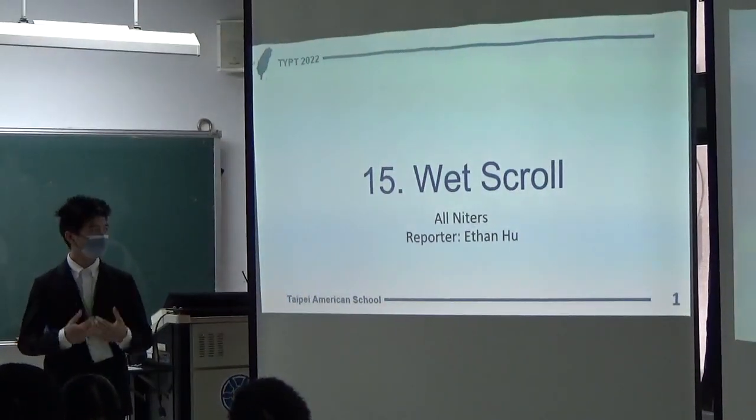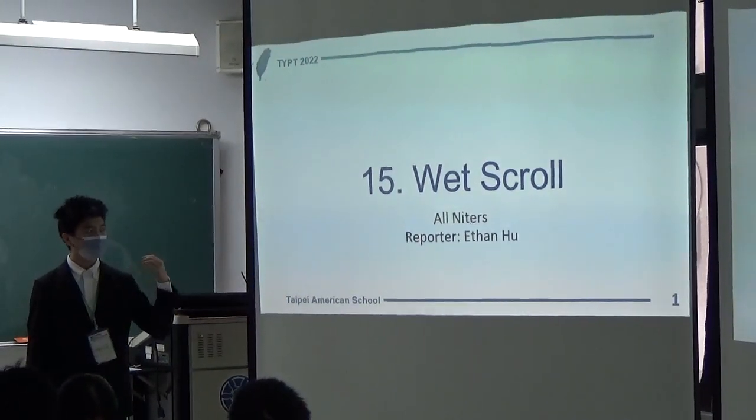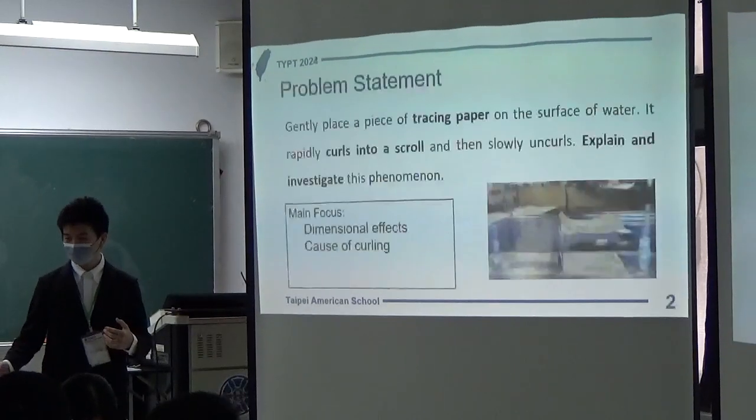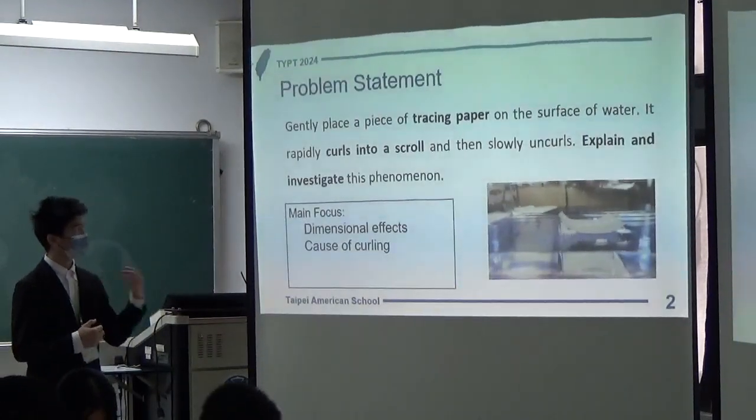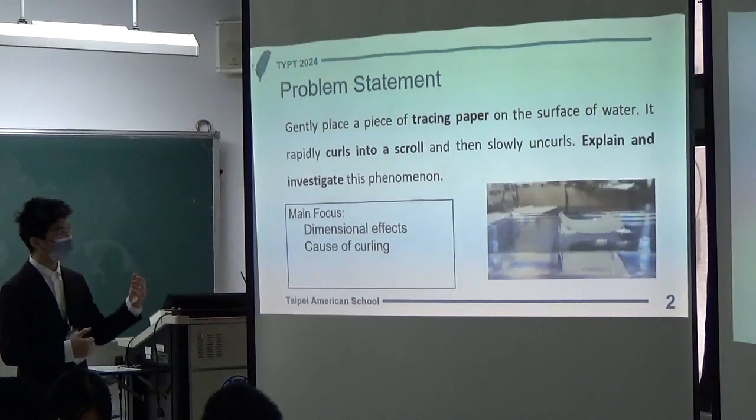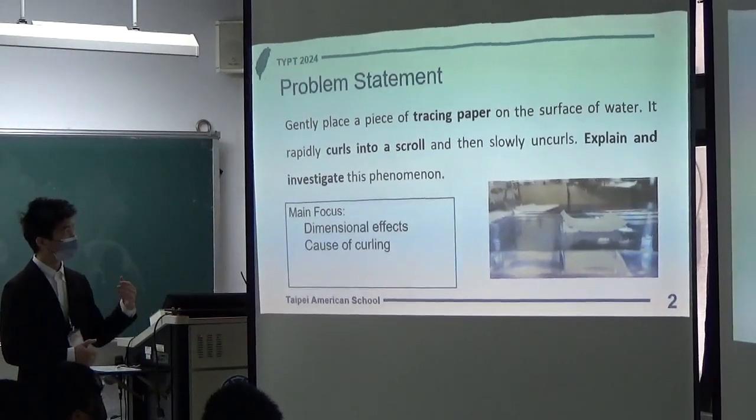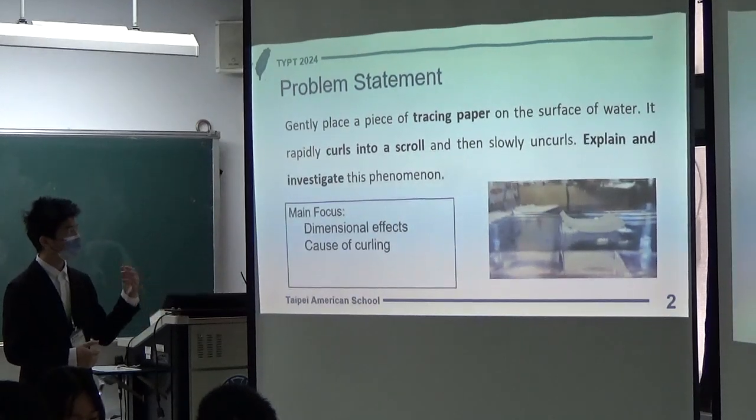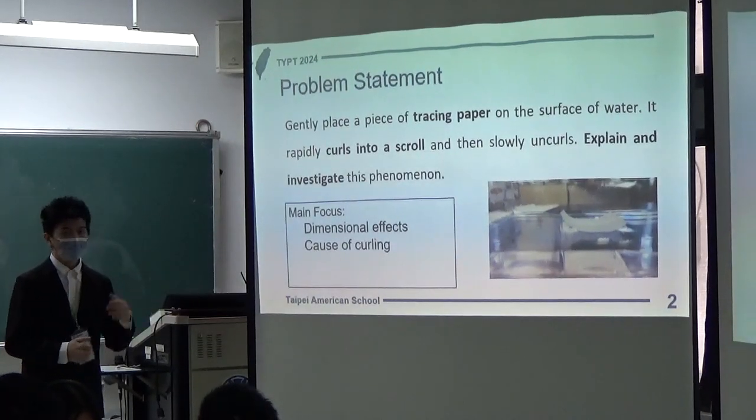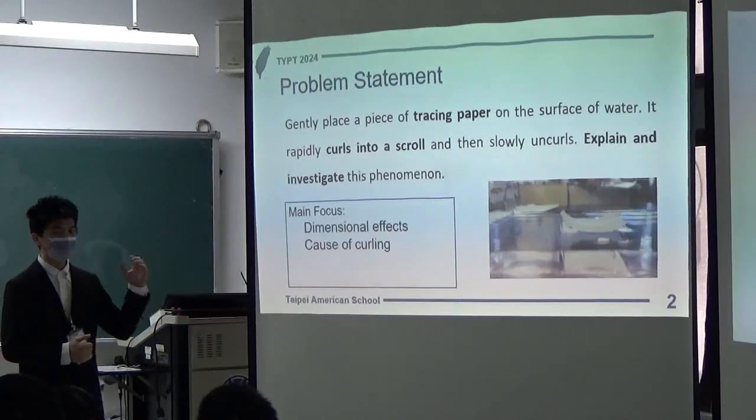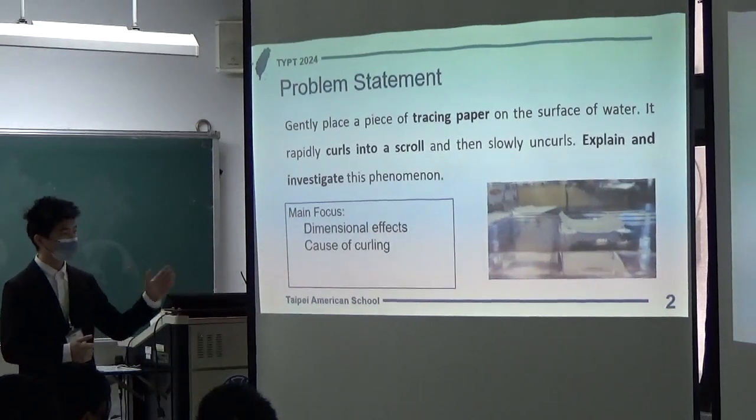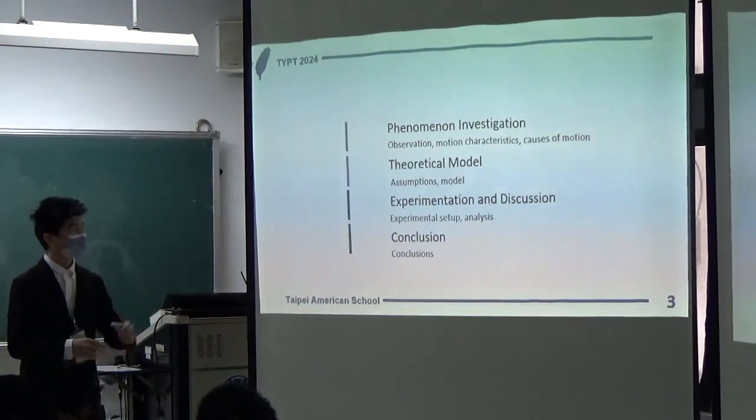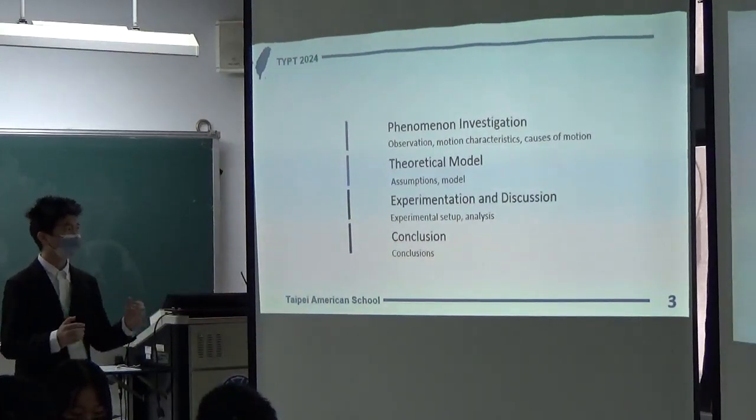Hello, my name is Ethan Hu, and I'll be reporting on problem number 15, Westfield. So, in the problem statement, it states that if you gently place a piece of tracing paper on the surface of water, it rapidly curls into a scroll, and then slowly uncurls, we're tasked with explaining and investigating this phenomenon. In our report, we focus on the dimensional effects of the tracing paper and what causes the curling. We'll be going through slides like this.